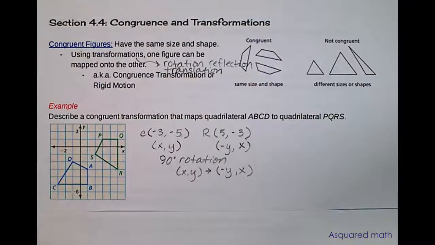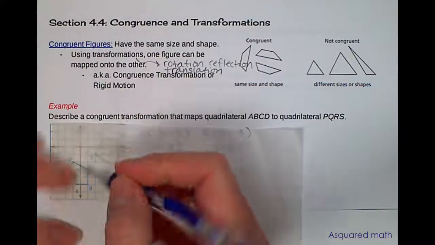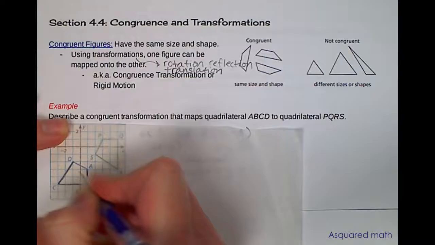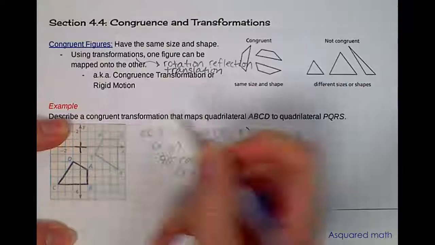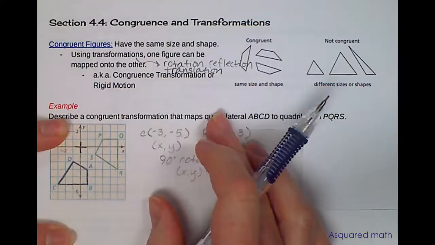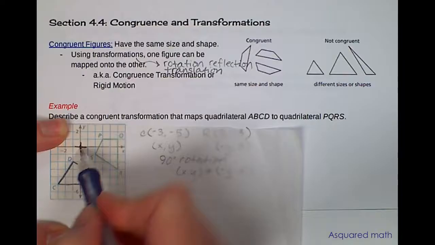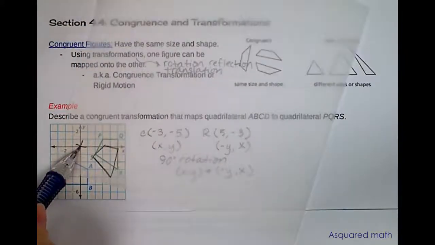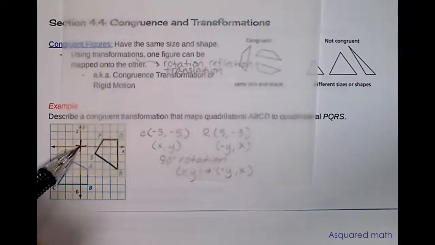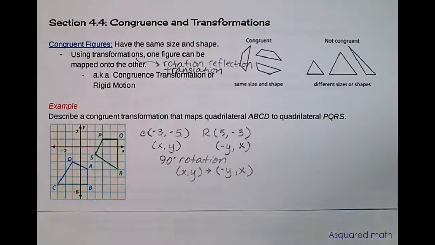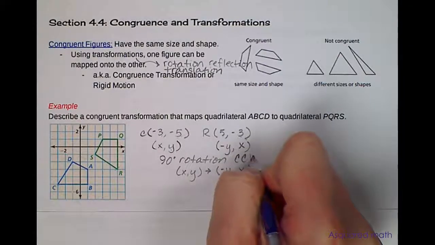You could also take a piece of patty paper and trace our original figure, and try some rotations. We're not sure where it's rotating about, but if we perhaps try rotating from the center, just as a good starting point, and rotate it, we can see that we can map quadrilateral ABCD onto quadrilateral PQRS. So this is a 90-degree rotation in the counterclockwise direction, CCW for counterclockwise.